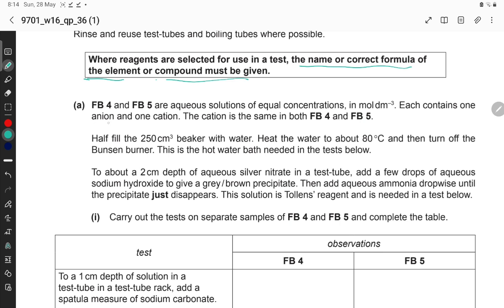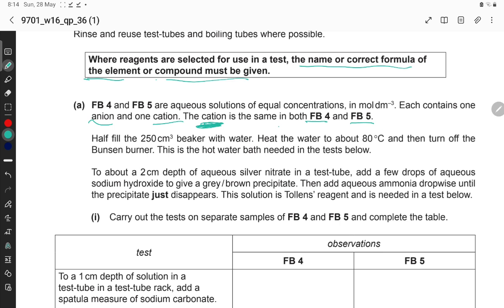Each contains one anion and one cation. The cation is the same. This is very important to know. The cation is the same in both FB4 and FB5.